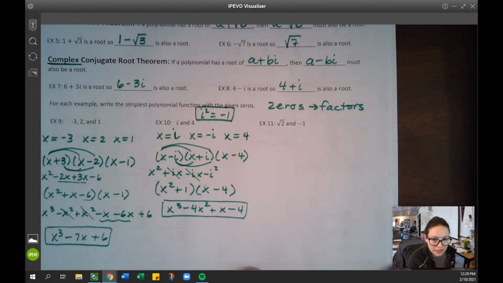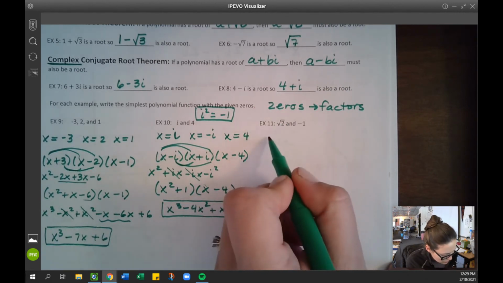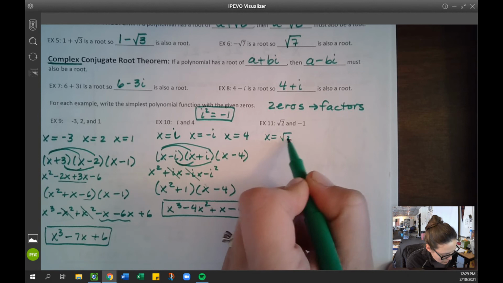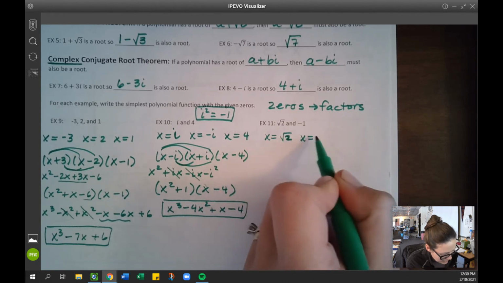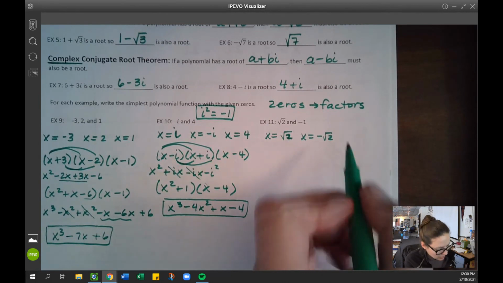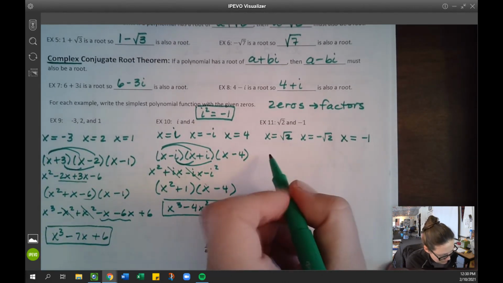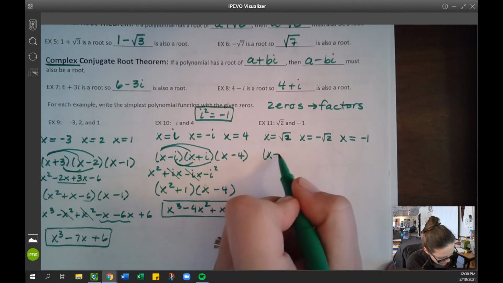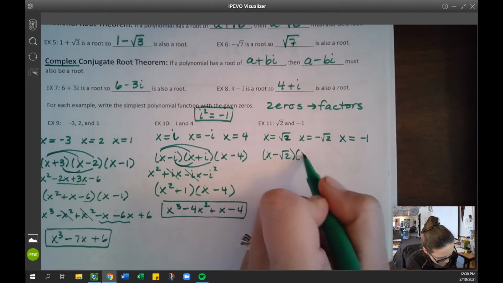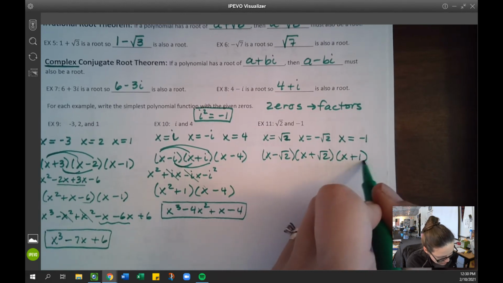Okay, one last one. Again, we have our irrational roots. So if square root of 2 is a root, then negative square root of 2 is a root. We get that plus or minus pair. And then my last one is x equals negative 1. So my factors are going to be x minus the square root of 2, x plus the square root of 2, and x plus 1.